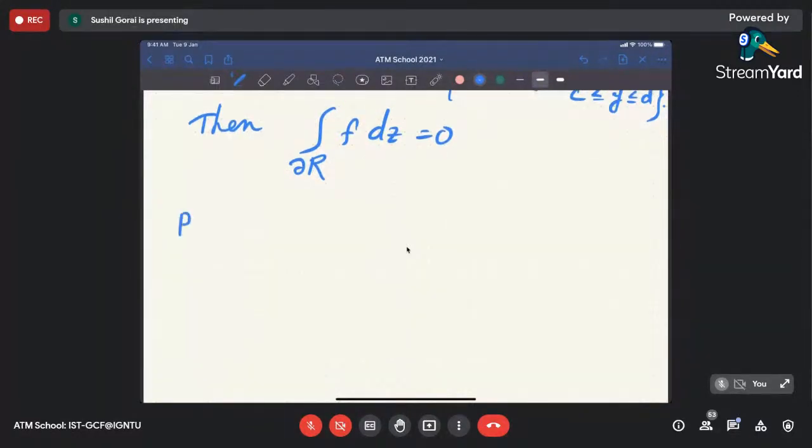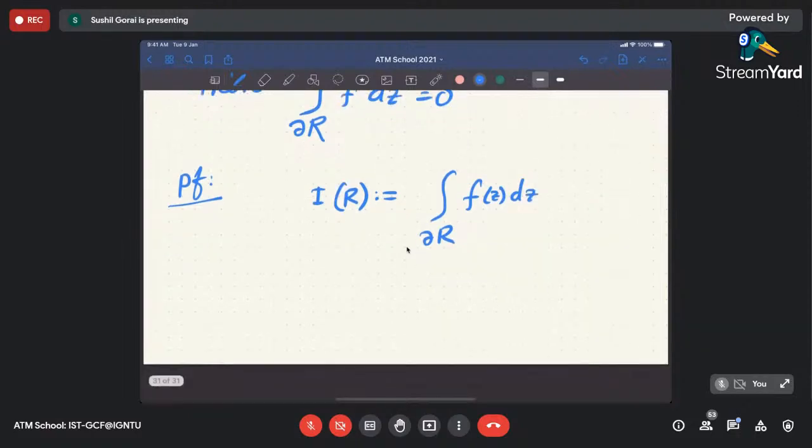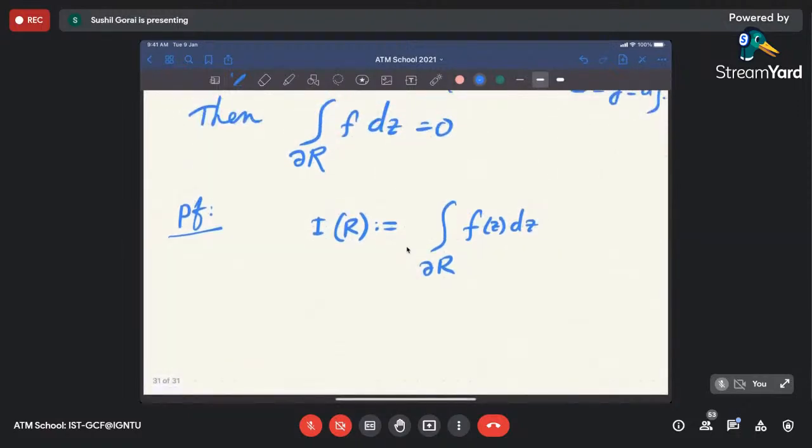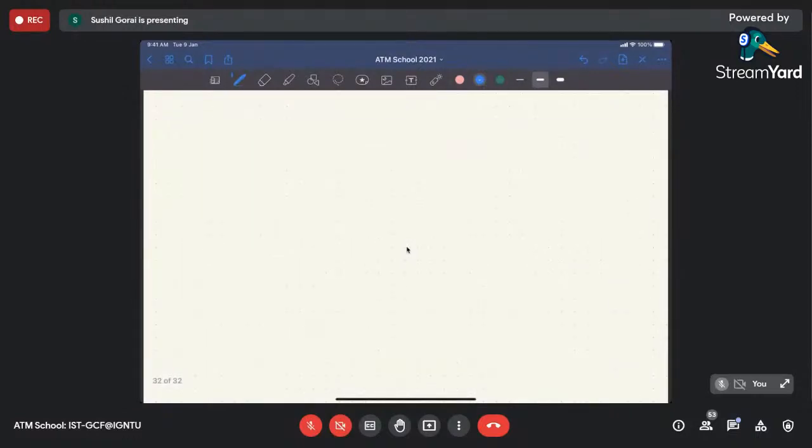So proof: consider, define this integral to be I_R, or the integral of f dz, whatever. Now, let's go to the next page. We take the, let me draw the rectangle again.